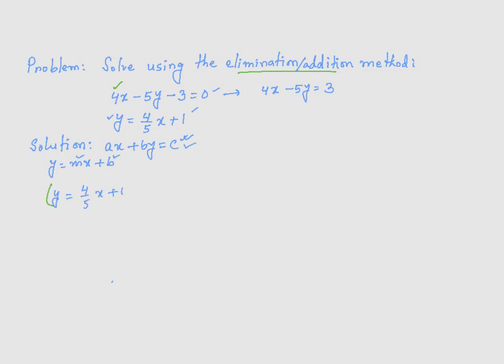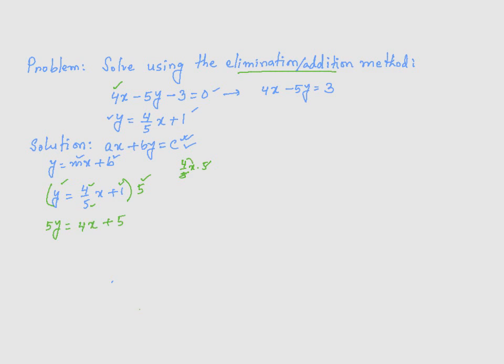And I do that by multiplying both sides by 5. 5 is in the denominator, so I can get rid of 5 by multiplying both sides of this equation by 5. So 5 times y is going to be 5y, is equal to 4/5 x times 5. This 5 and 5 are going to cancel. That's going to give me just 4x. Then 1 times 5 is 5.